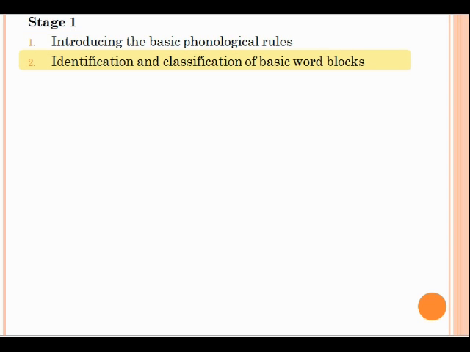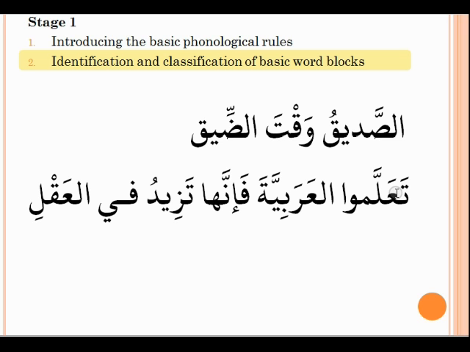The second process focuses on identifying Arabic words, the beginning and ending of words. As for these sentences, الصديق وقت الضيق, and the second one تعلموا العربية فإنها تزيد في العقل. The first thing you want to do is find the definite article in the sentence. In the first, there are 2: الصديق and الضيق contain the definite article.